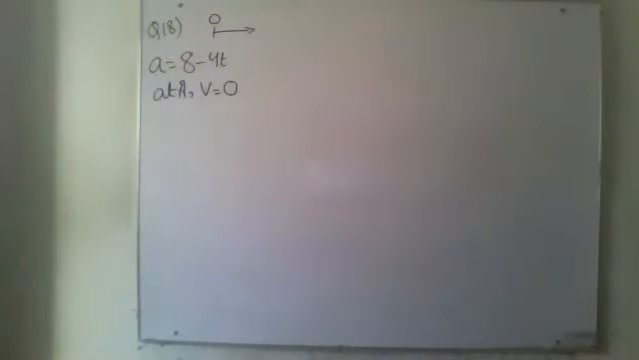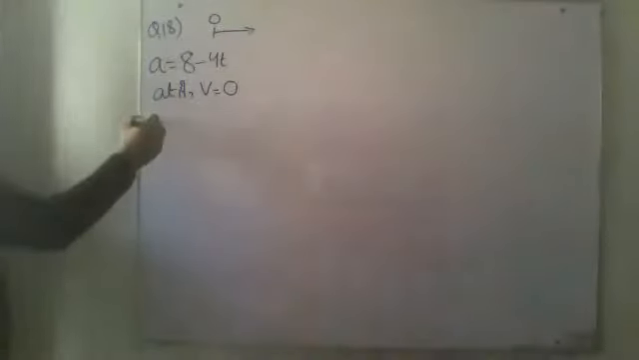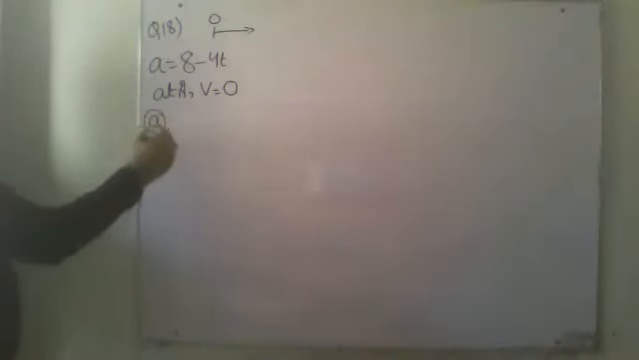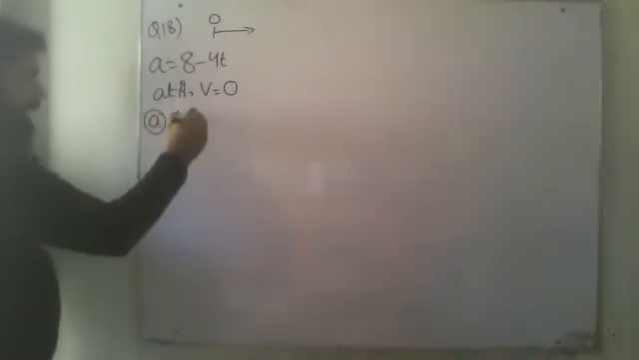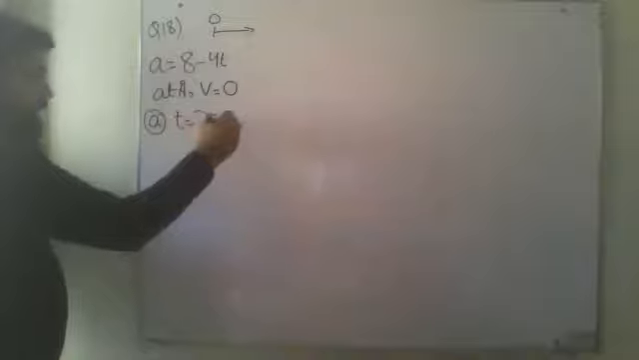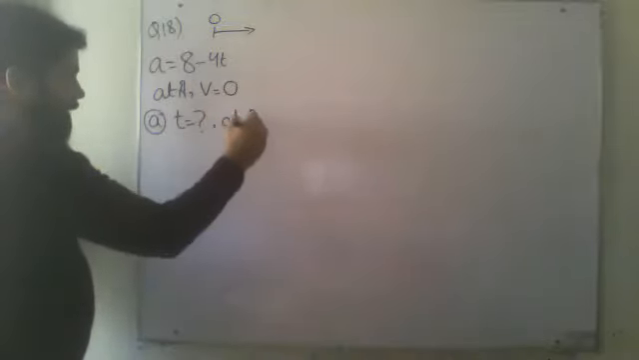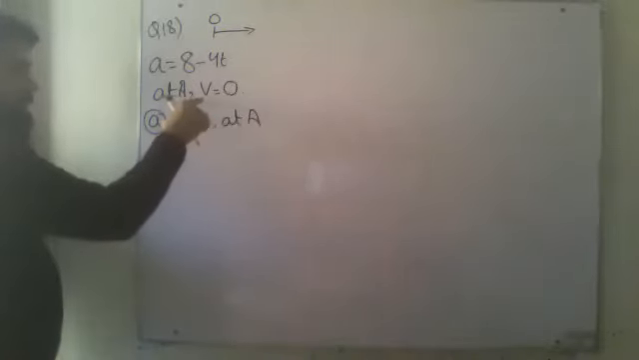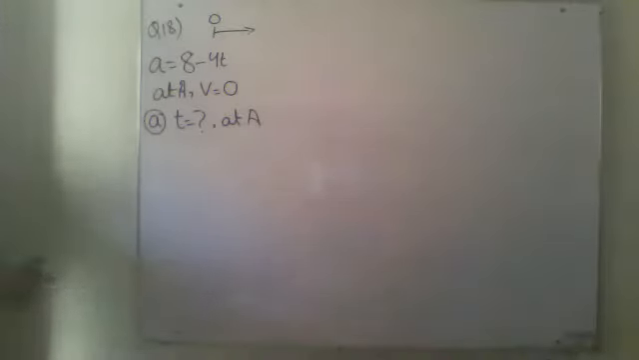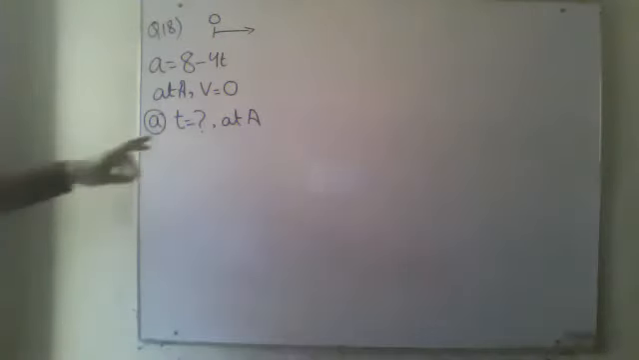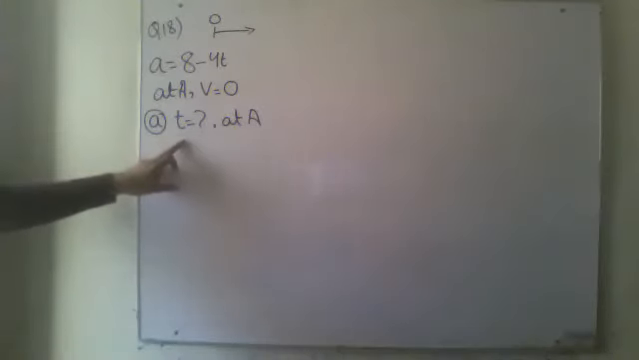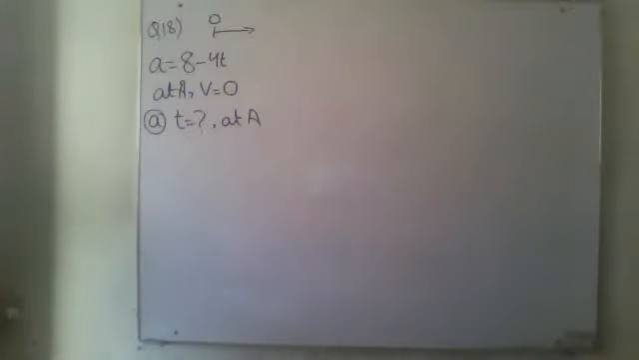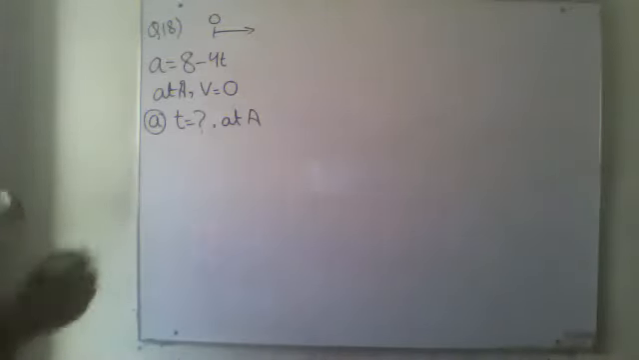So the first thing is that I have to find the time at which the body is at A. So how will I find it? I will take velocity equals to 0. When velocity is 0, I will be able to find the value of t.